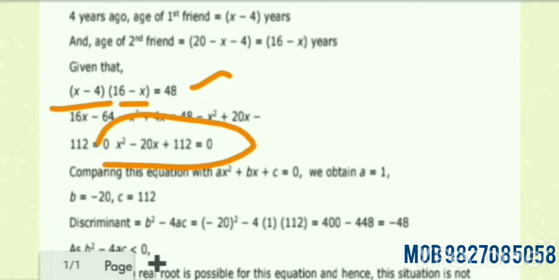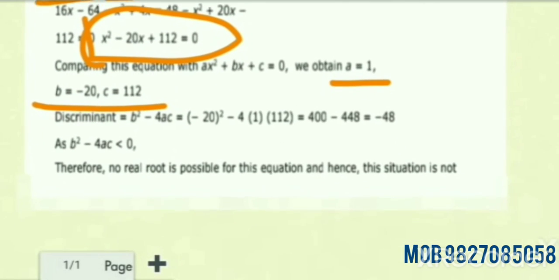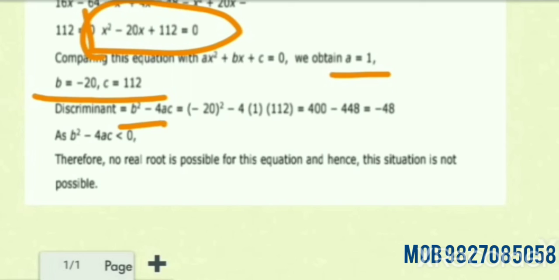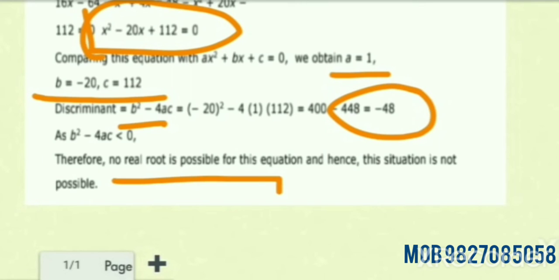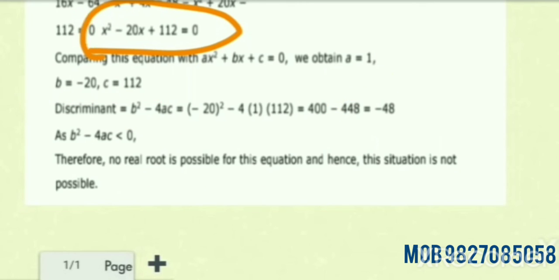So we got a quadratic equation. Okay, here comparing with the quadratic equation, we get a is equal to 1, b is equal to minus 20 and c is equal to 112. Now find the discriminant. So we got the value minus 48. So this is not possible कि इसके आंसर आए. So this situation is not possible, we can say easily.